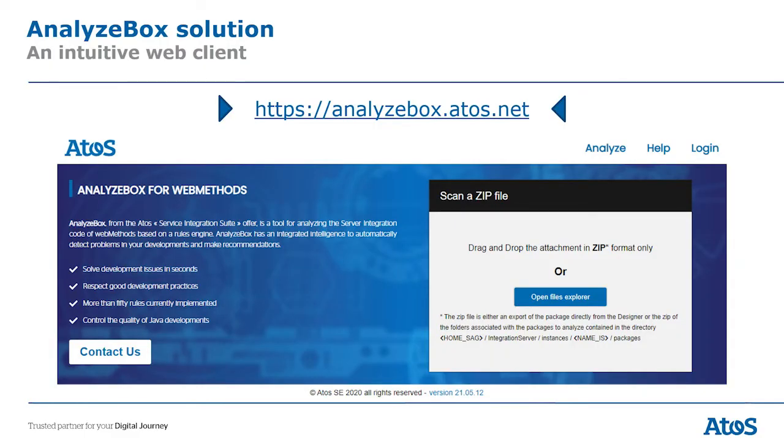So here you can see the online web client that you are able to access when you click on the link below. And as you can see, it's pretty easy to use. You only have to drag and drop your exported package from Integration Server directly into the web page, or open the file explorer if you want to test directly like this. If you don't have an account, there is a free trial without anything to do, so you can already test the solution using the link.